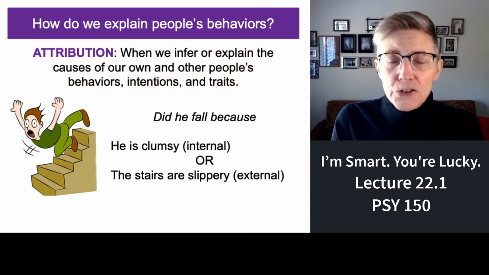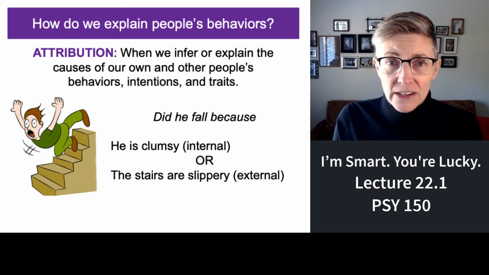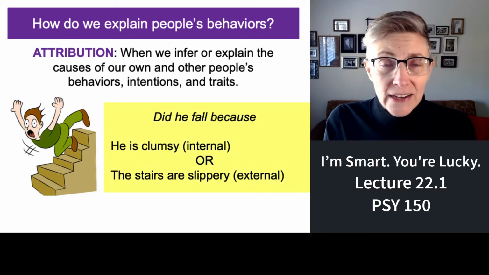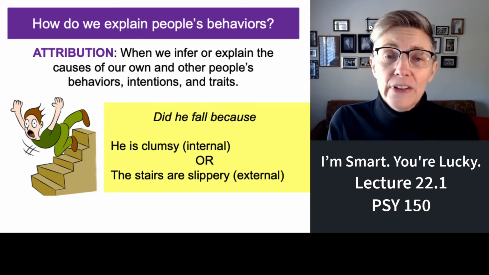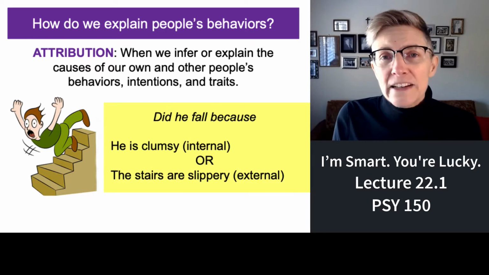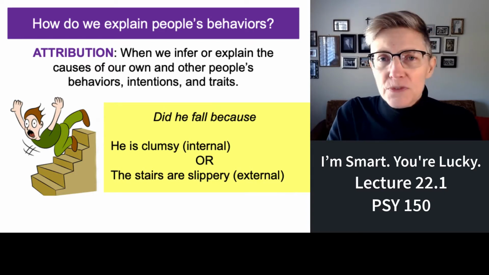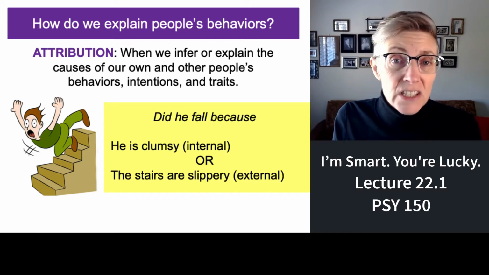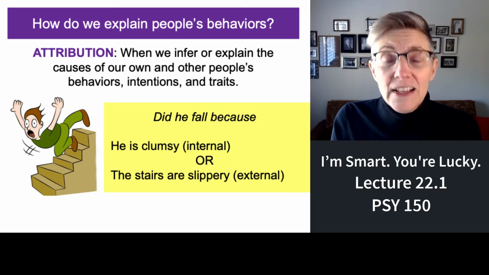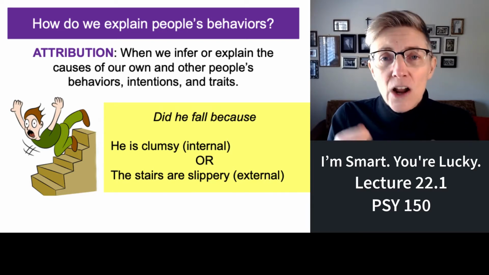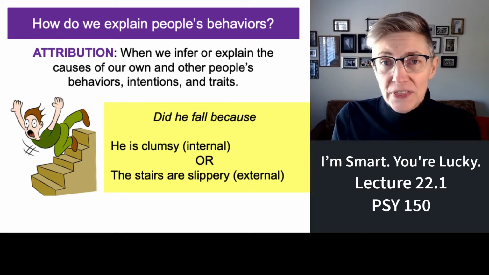So here's a picture of a fellow falling down the stairs. Attribution would be when we try to come up with an explanation for why he fell down the stairs. Did he fall down the stairs because he's a clumsy person and he falls a lot? Or did he fall down the stairs because of some situational issue, such as the stairs being slippery or not well built? That's attribution. Making your best guess, inferring why people do what they do.